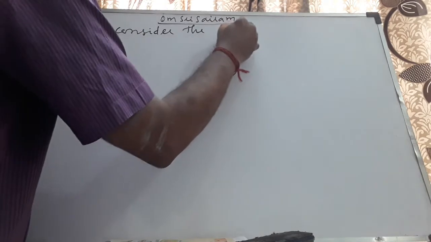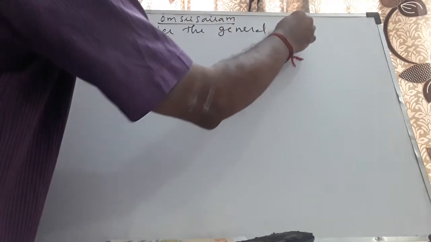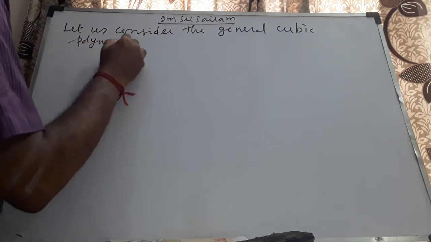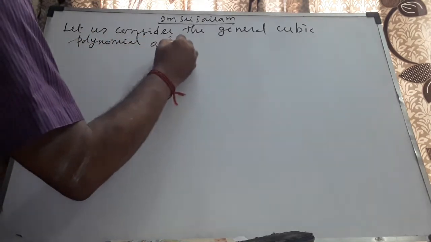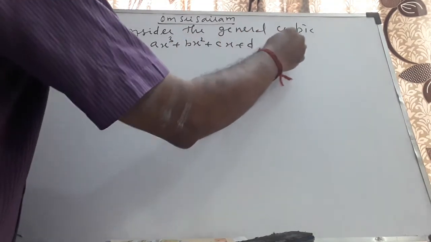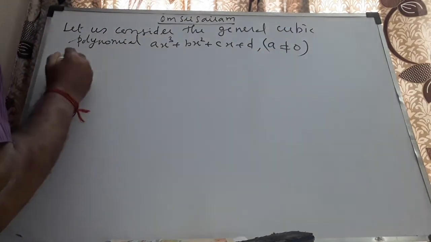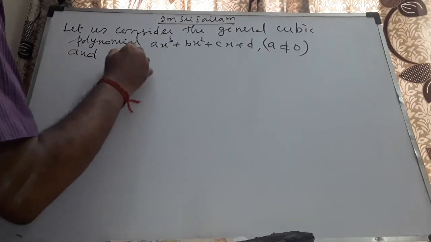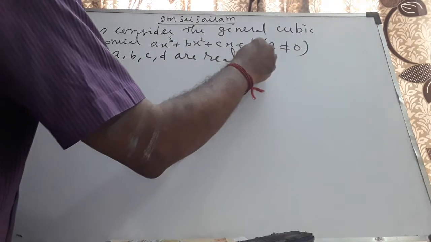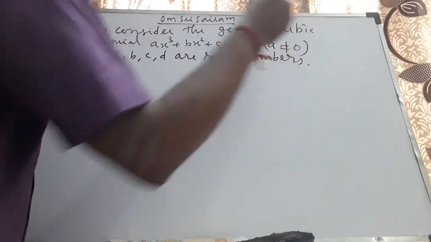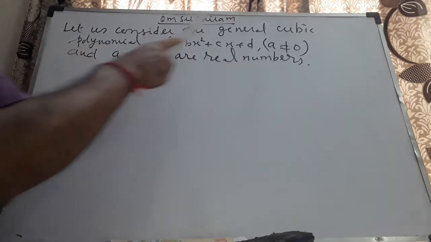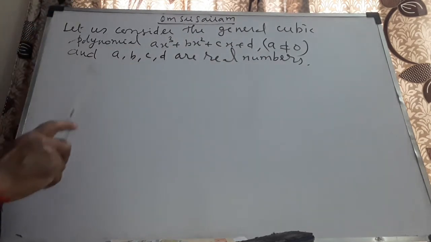Let us consider the general cubic polynomial ax cube plus bx square plus cx plus d, where a is not equal to 0 and a, b, c, d are real numbers. The highest power is 3, therefore it is called a cubic polynomial.